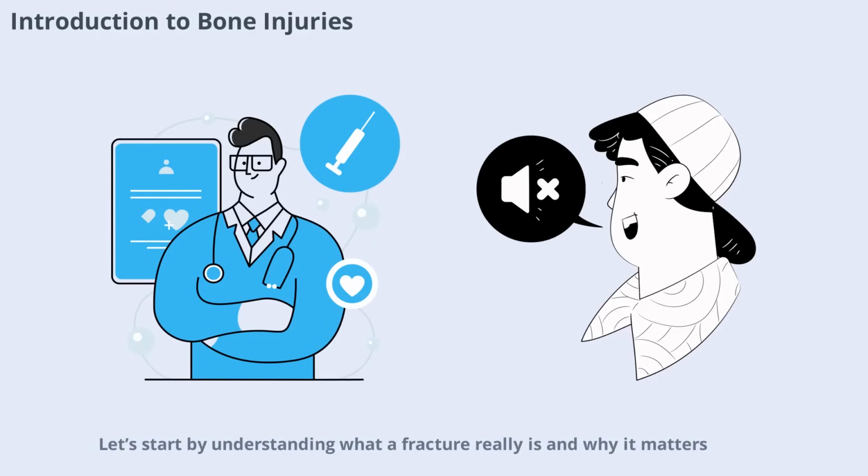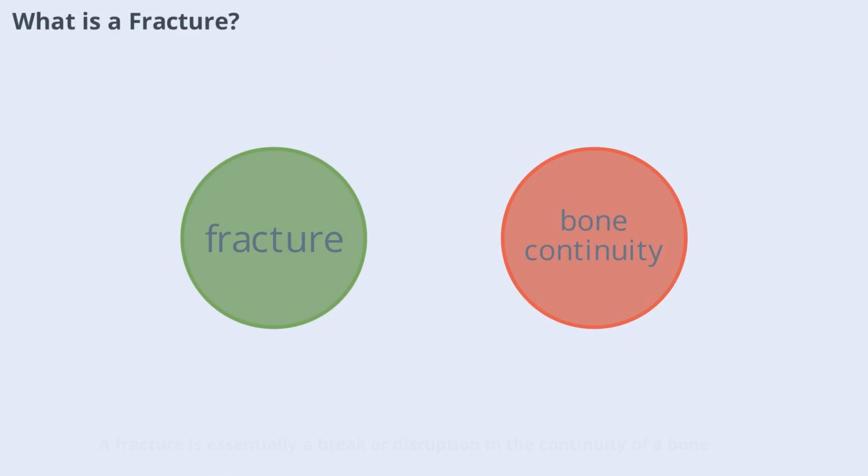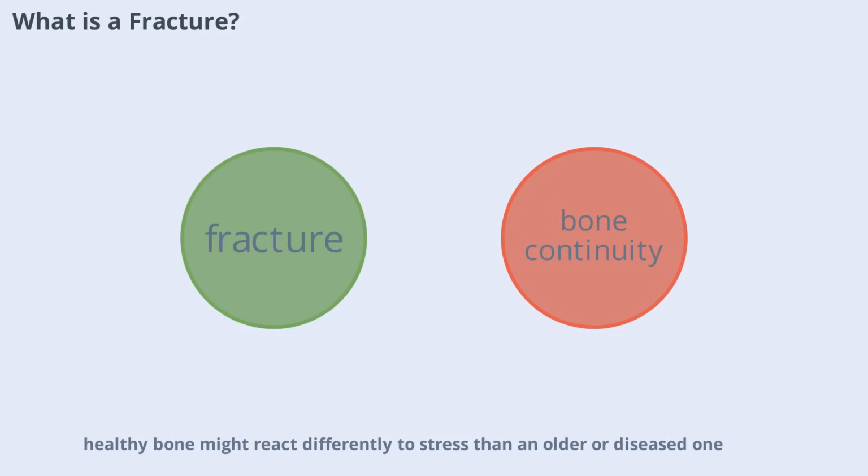Let's start by understanding what a fracture really is and why it matters. A fracture is essentially a break or disruption in the continuity of a bone, but not all fractures are the same. The nature of a fracture depends on several factors, including the direction and magnitude of the force, how quickly the force is applied, and even the health and maturity of the bone itself. For example, a young healthy bone might react differently to stress than an older or diseased one. Understanding these differences is key to diagnosing and treating bone injuries effectively.